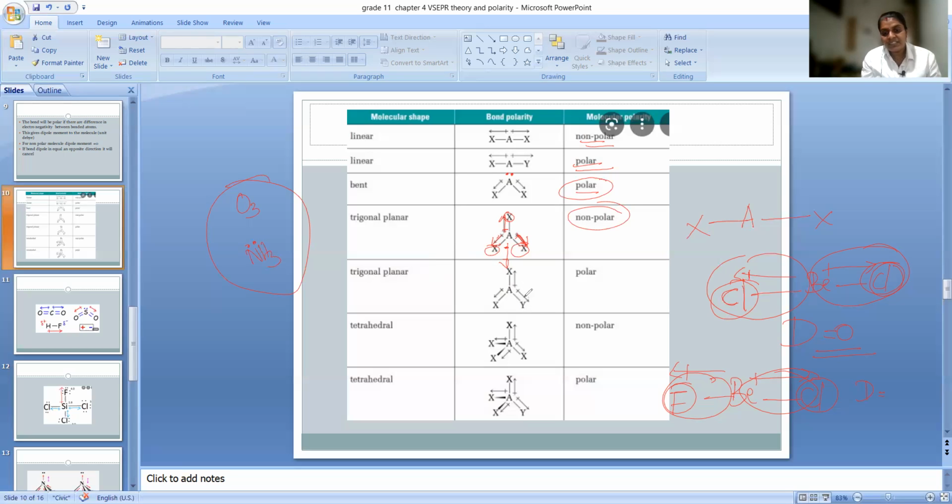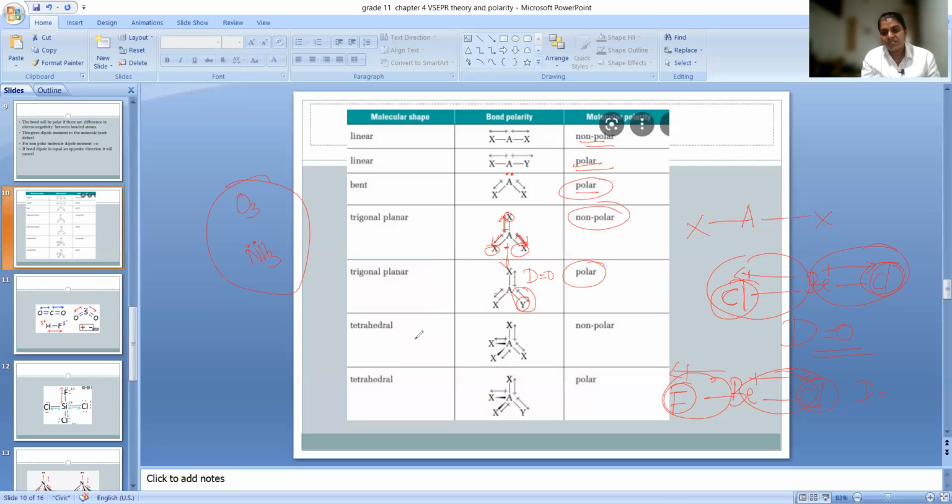But if it is attached with a different atom, other than X, what will happen? This bond dipole will be different from these two, so it becomes polar because all the dipole moments do not cancel. The dipole moment should not be equal to 0.